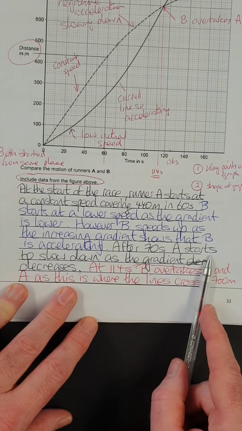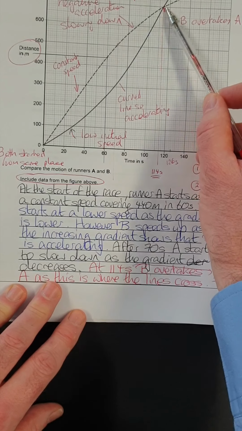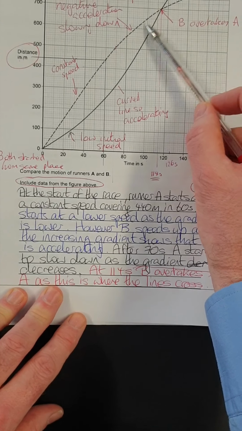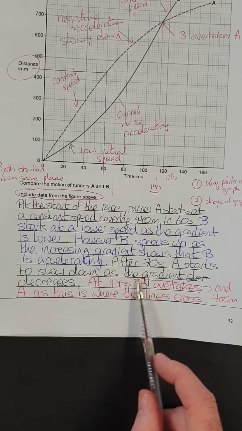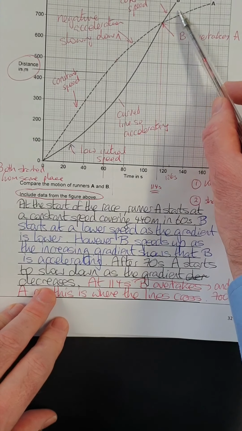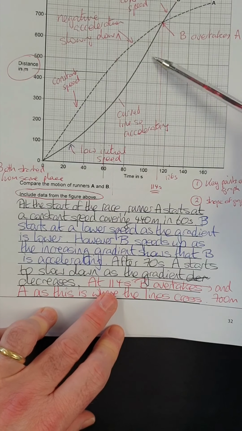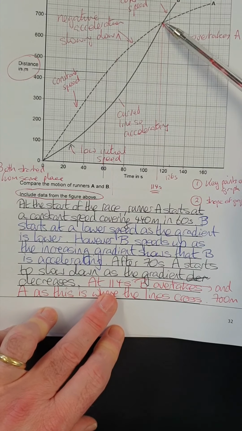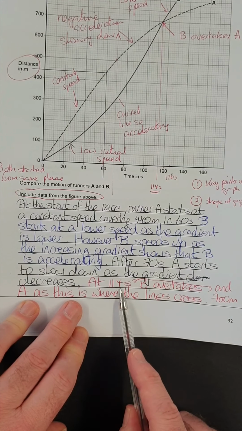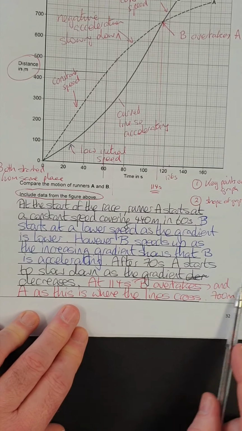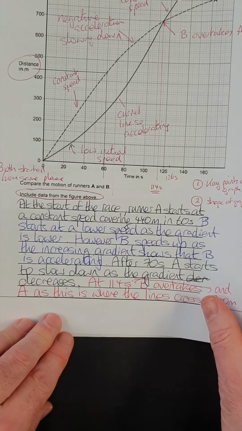Then I can say after 70 seconds, A starts to slow down. So I've picked around about this point. I can see that A's line starts to curve like this. So I've said after 70 seconds, A starts to slow down as the gradient decreases on the gradient of this line. It's decreasing. At 114 seconds, so I've reached this point, B overtakes, and I added in the side here, after 114 seconds and 700 meters, at 700 meters, B overtakes A, as this is where the lines cross.